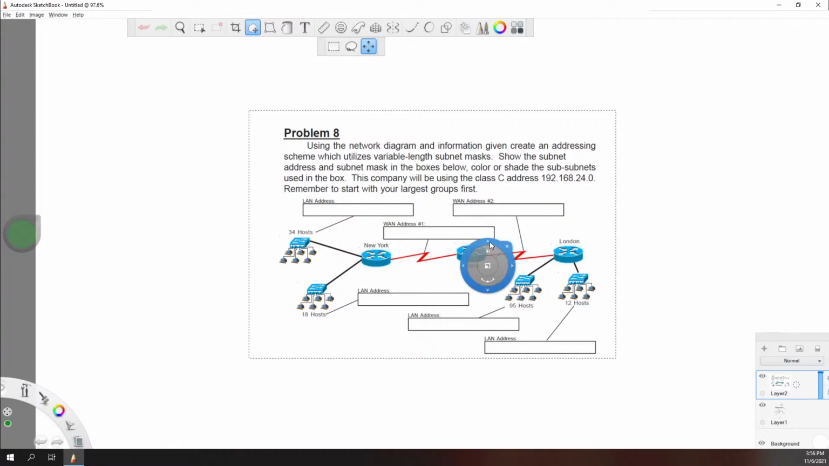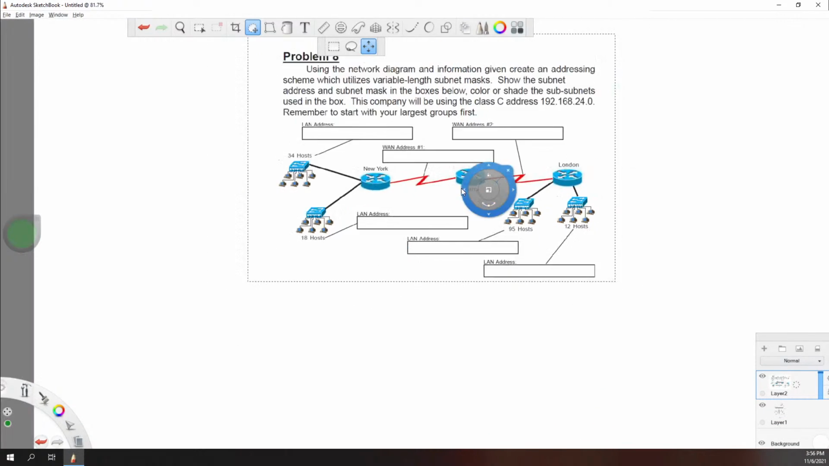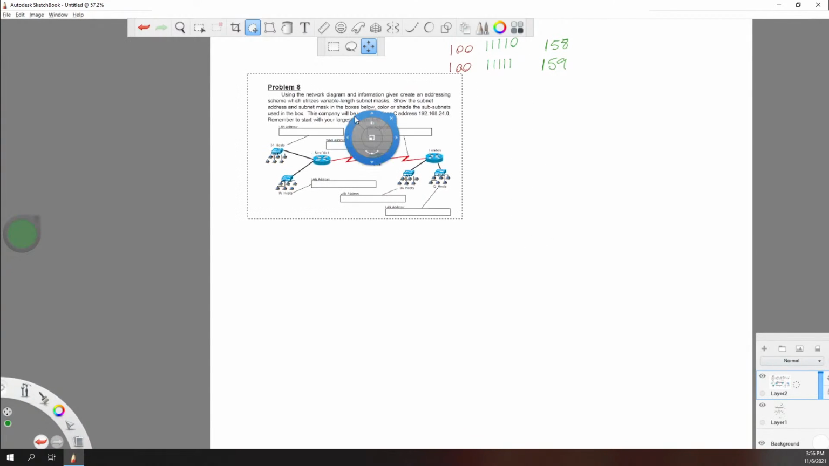Perfect. So we're gonna push this problem up as close. Actually, I'll put it off to the side here.